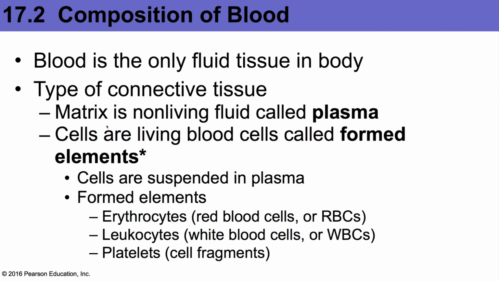So again, it's a type of connective tissue. The matrix for the connective tissue is called plasma, and this is a non-living fluid. The living part of the connective tissue is referred to as the formed elements, and these are the living blood cells. These formed elements are suspended within the plasma. In other words, they're floating about within the plasma. They include erythrocytes, which are the red blood cells, leukocytes, which are the white blood cells, and platelets. These are fragmented cells, which help form the clot when there is damage to the blood vessel.